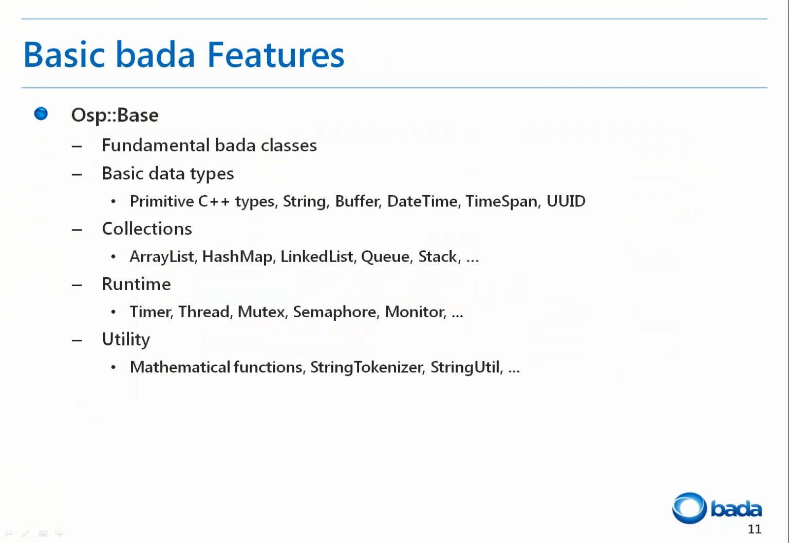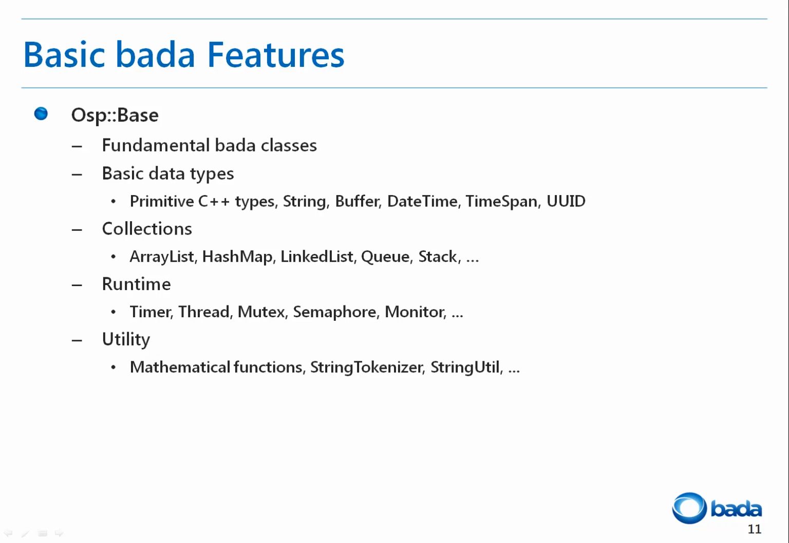The OSP base namespace contains classes for handling a variety of data types and basic methods often needed in any application. It includes basic data types such as primitive C++ types, strings, buffers, and the date time, time span, and UUID classes.